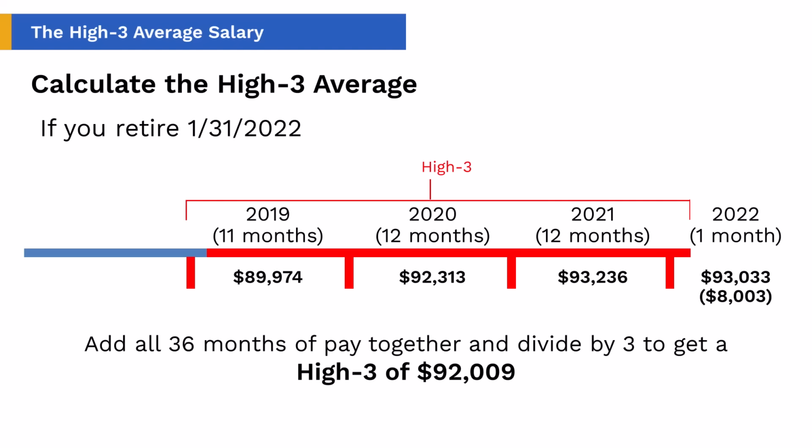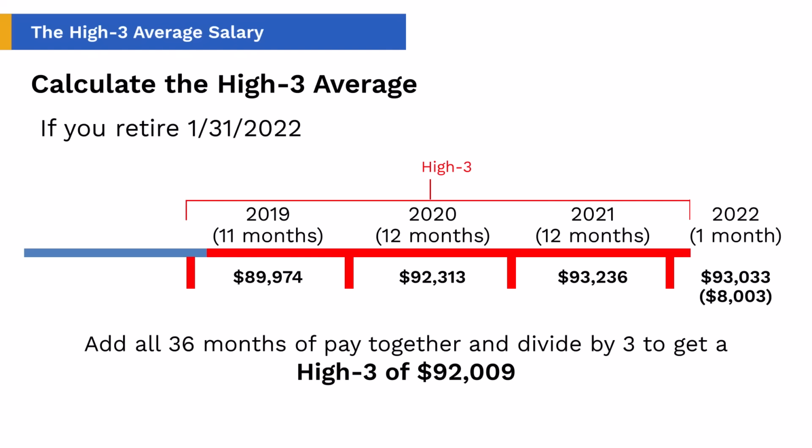Okay, so we're going to take the prorated amount from each year. So 11 months of pay from 2019, all of the months from 2020 and 2021, and then the 1 month of pay from 2022. We're going to add all of those together and divide by 3. We're still adding 36 months of pay. It just happens to overlap 4 years.